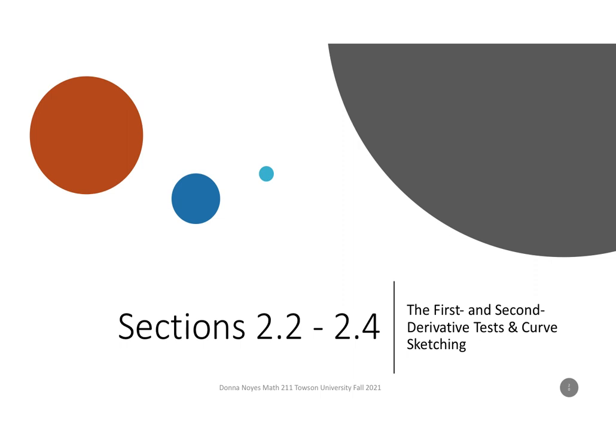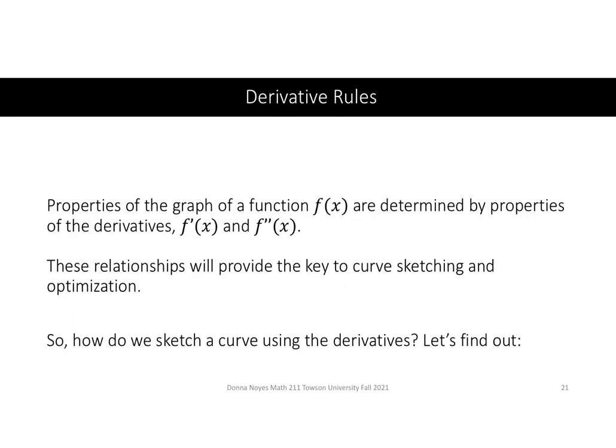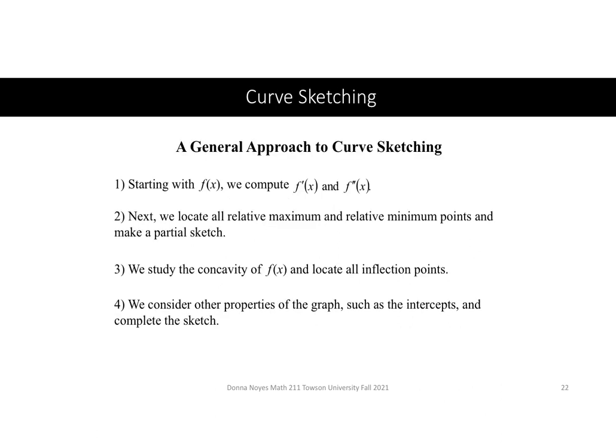In sections 2.2 to 2.4, we're going to be focusing on using the first and second derivative tests and curve sketching. So we have looked at properties of our graphs before with increasing and decreasing and concave up and concave down. So now we're going to find that we can find these properties based on our first and second derivative, respectively. So these relationships will provide the key to curve sketching and optimization. So how do we do this?